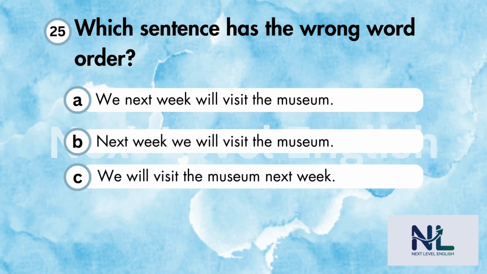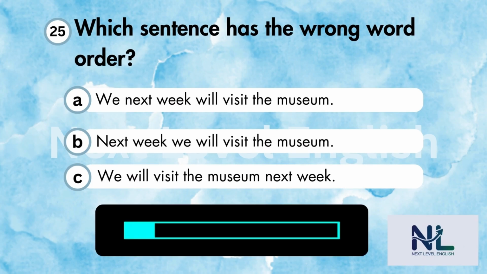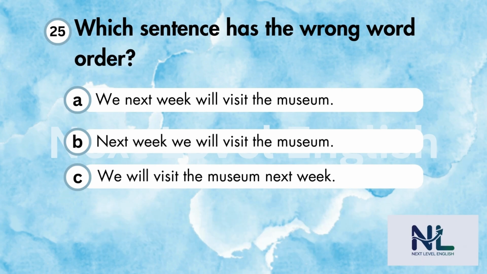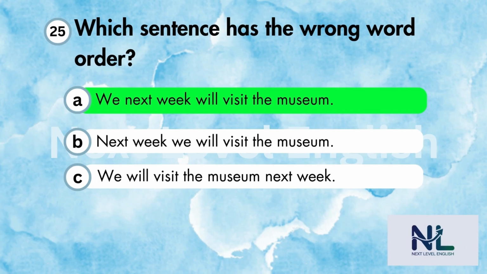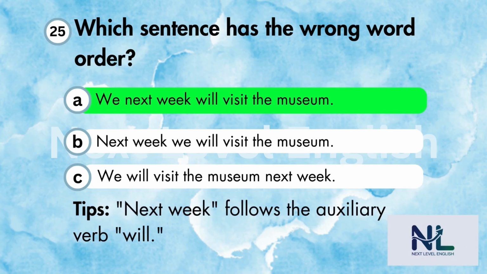25. Which sentence has the wrong word order? We next week will visit the museum. Tips: next week follows the auxiliary verb will.